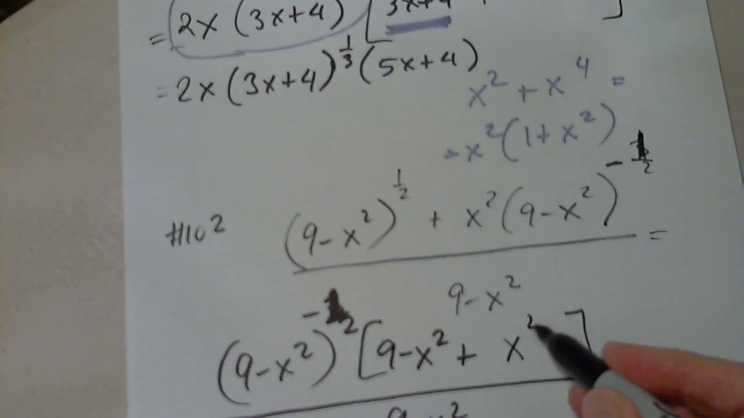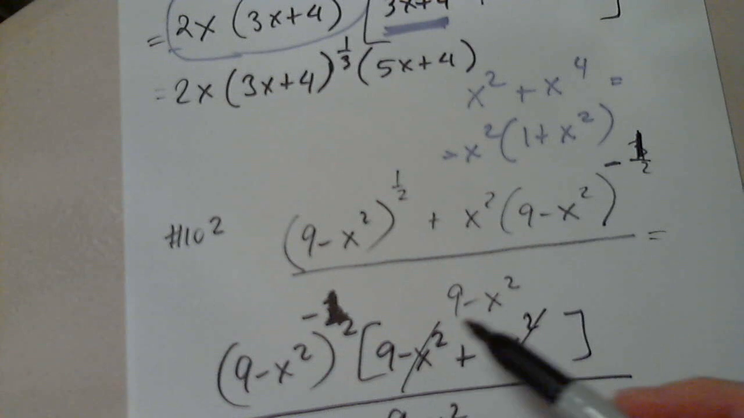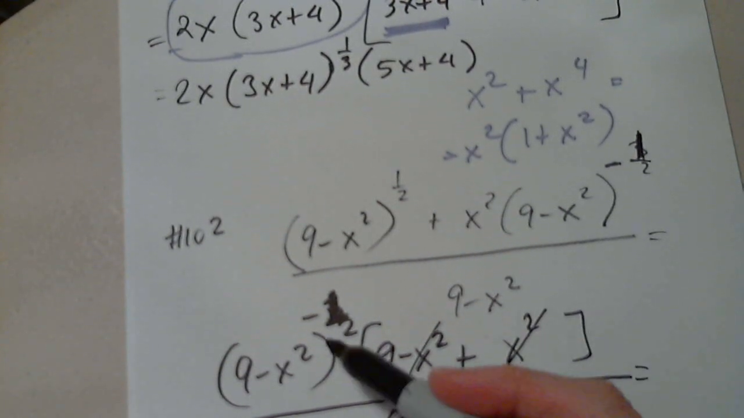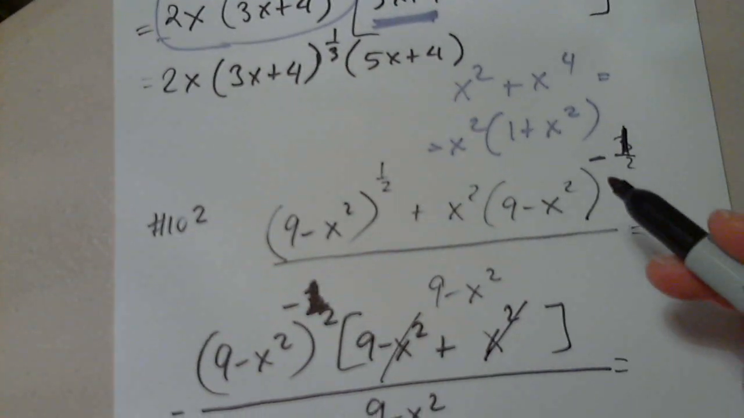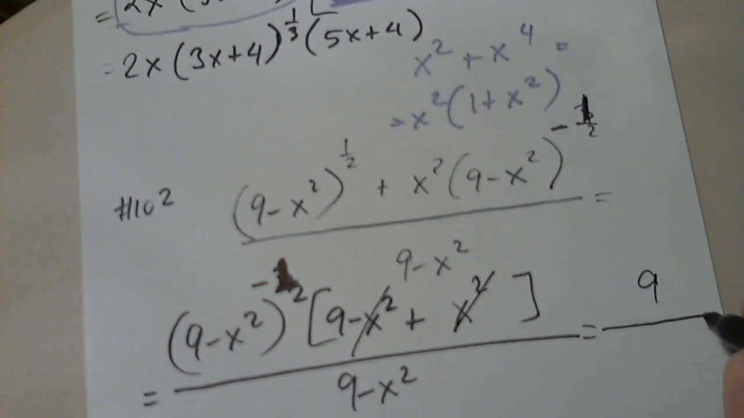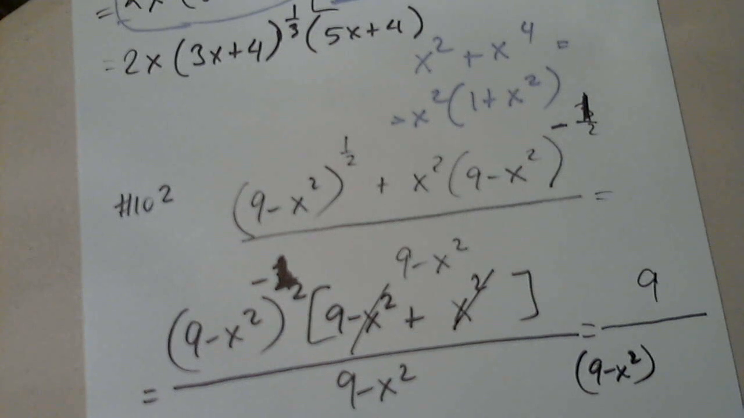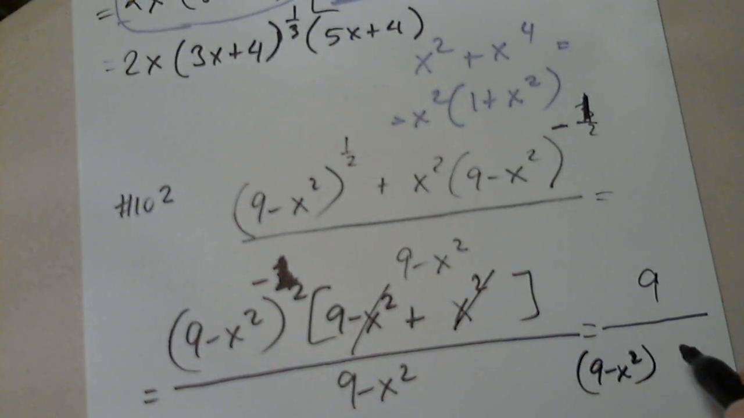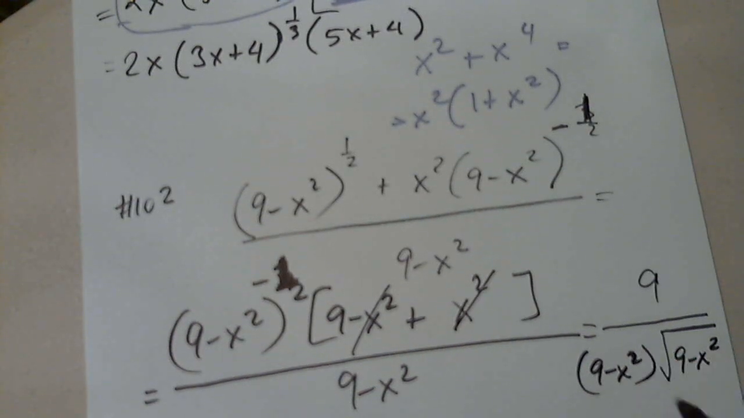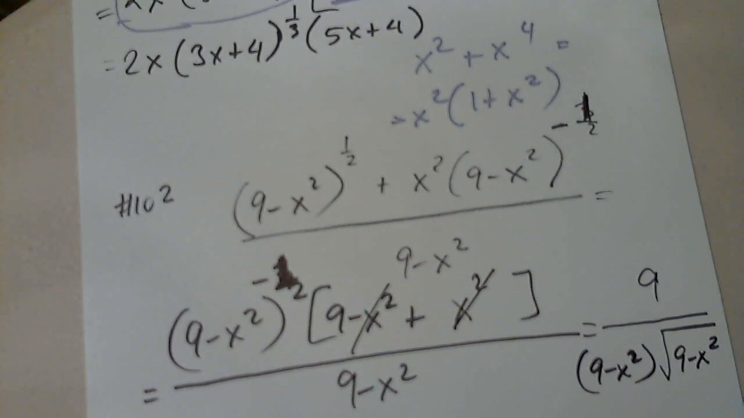X squared. That's it. And thank you, Charles. And these two are gone. So now I bring this to the denominator, as we discussed. So it's 9. I have 9 minus x squared. And this comes to the denominator, and I'm sure you agree, is the square root of 9 minus x squared. And this is final.